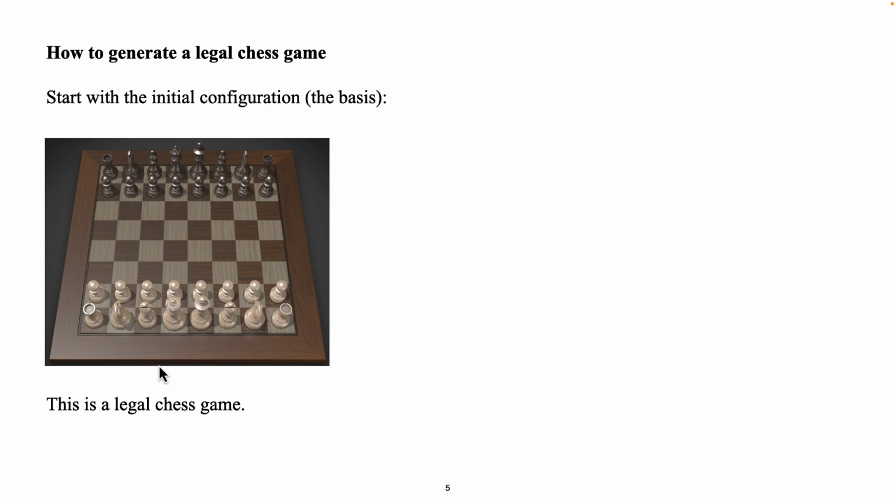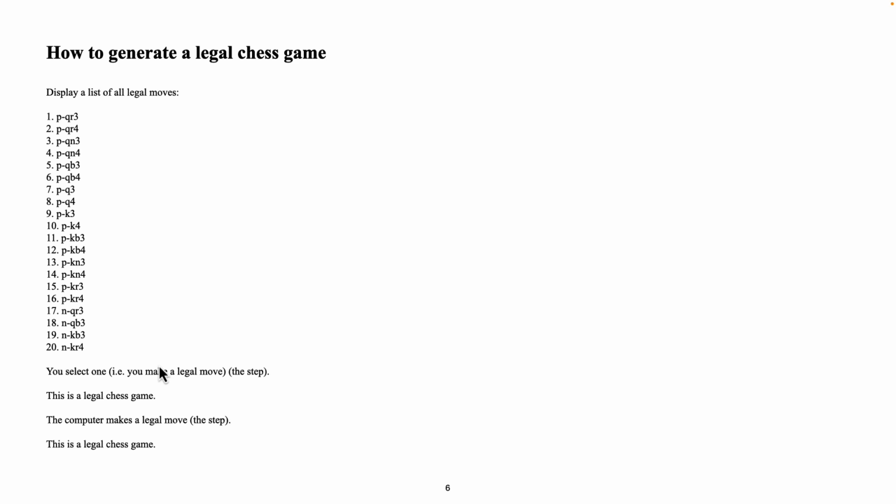Consider a computer program that plays chess. It displays the board to you in the initial configuration, which is a legal chess game. And then it offers you a list of the only legal moves you can make. At the beginning of the game, white has exactly 20 legal moves. You choose one. The result is a legal game. The computer chooses a legal move. The result is a legal game.